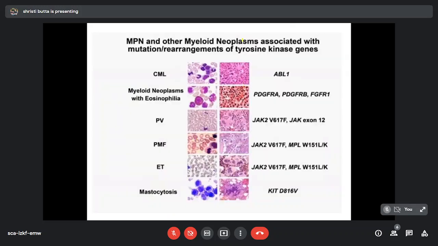Let's see other genes that are implicated, or rearranged tyrosine kinase genes involved in myeloproliferative neoplasms. In CML, you have BCR-ABL1. Yes, we've already discussed this. In other myeloid neoplasms with eosinophilia, you have PDGFRA, PDGFRB, and FGFR1. In polycythemia vera, we have JAK2 V617F, most commonly mutated in approximately 80 to 90% of the cases. We also have genes like MPL, which is mutated in addition to JAK2 V617F in PV and PMF. In mastocytosis, we have KIT mutations.